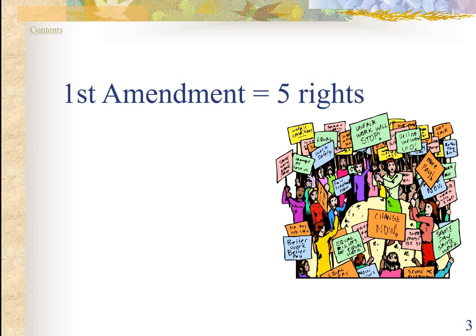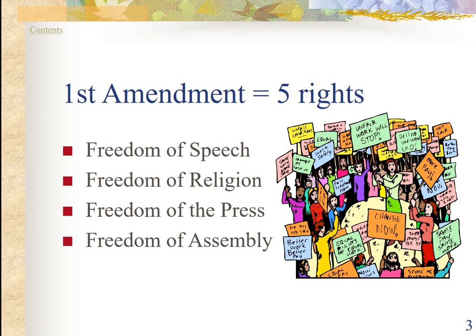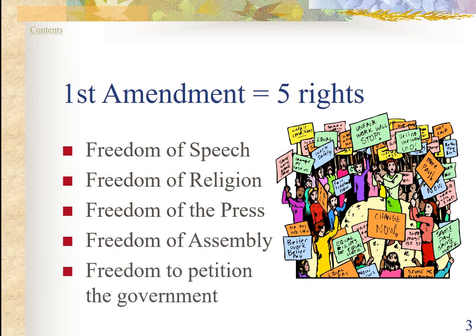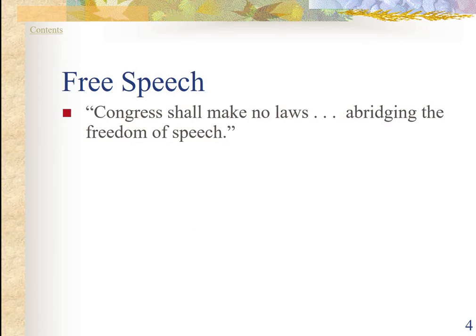In the First Amendment, we have 5 rights that are protected. So a lot of things happening in this First Amendment. The first one is the freedom of speech. The second one is the freedom of religion. Third, freedom of press. Fourth, freedom of assembly. And fifth, freedom to petition the government. And we'll go over each of these step by step. So first off, freedom of speech.